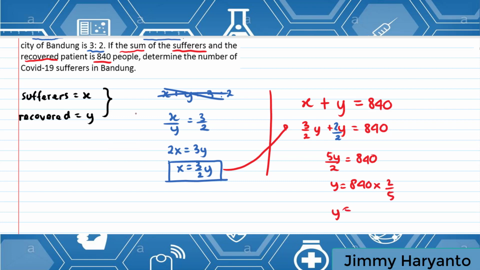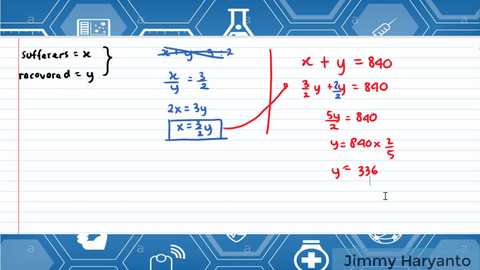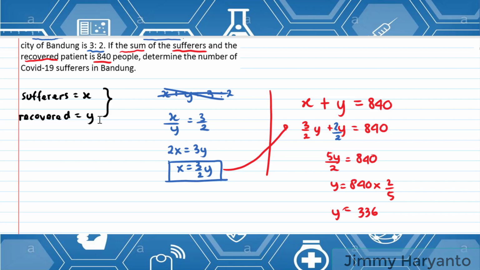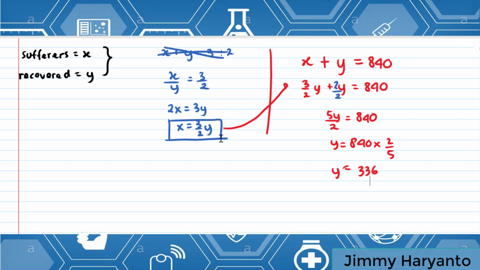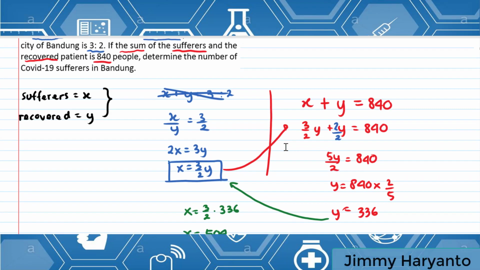The result is 336. Okay, there are 336 recovered patients. And then I have to find x also. So I will substitute this y into the x again. x equals 3 over 2 times y, 336. The result for x is 504. Okay, so I have x equals 504.